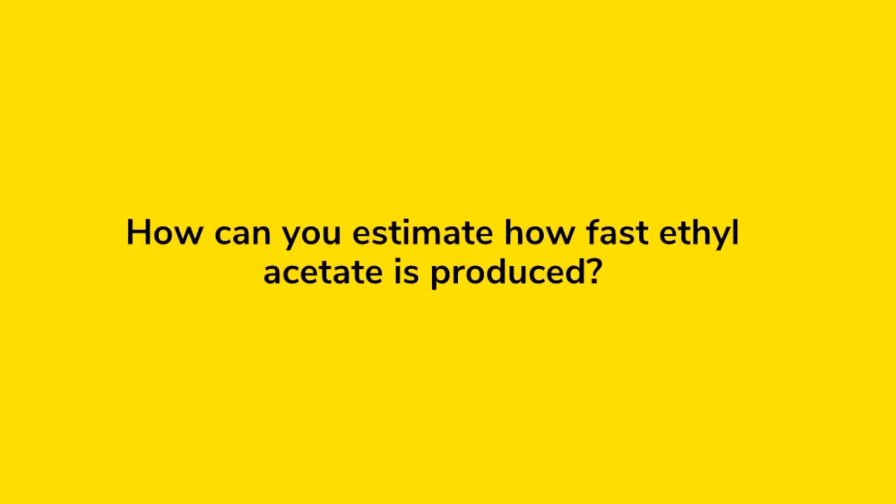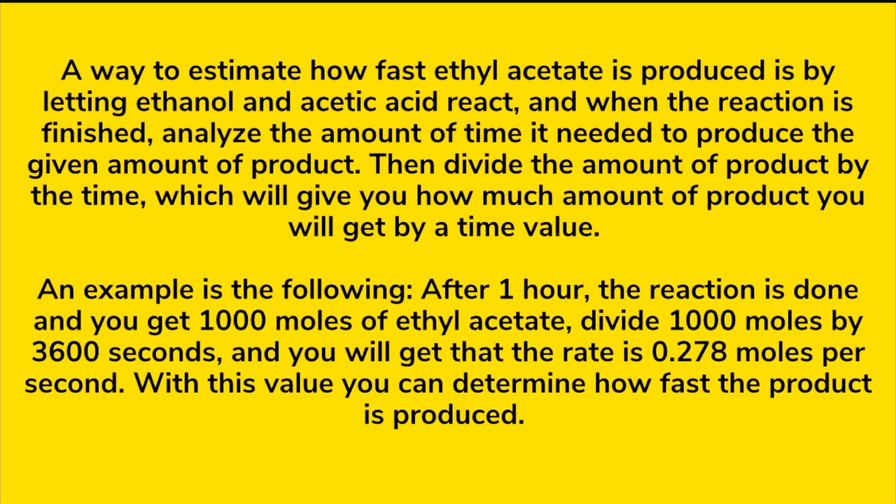How can you estimate how fast ethyl acetate is produced? A way to estimate how fast ethyl acetate is produced is by letting ethanol and acetic acid react, and when the reaction is finished, analyze the amount of time it needed to produce the given amount of product. Then divide the amount of product by the time, which will give you how much product you will get per time value.